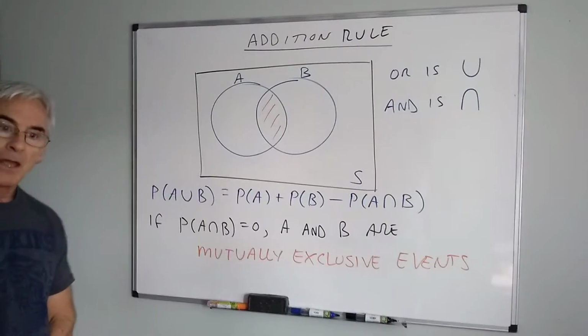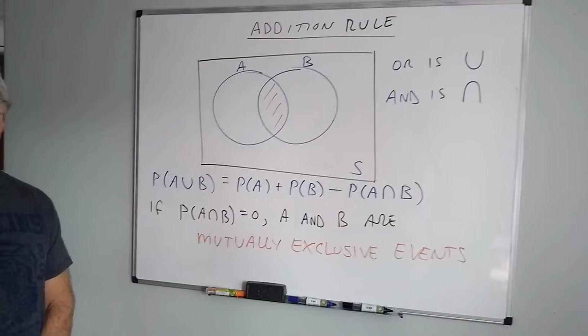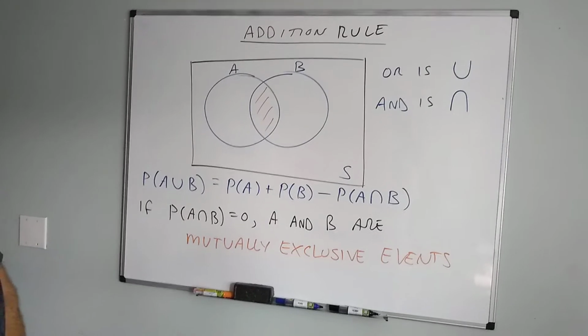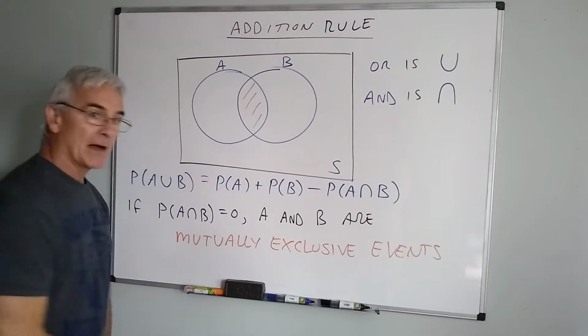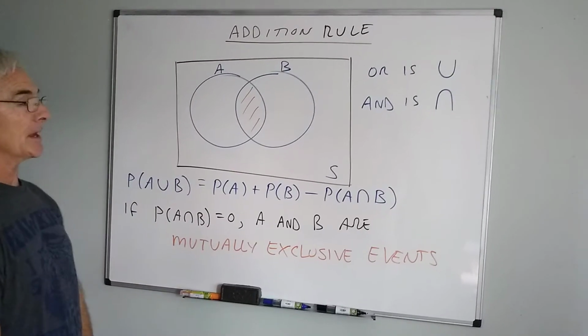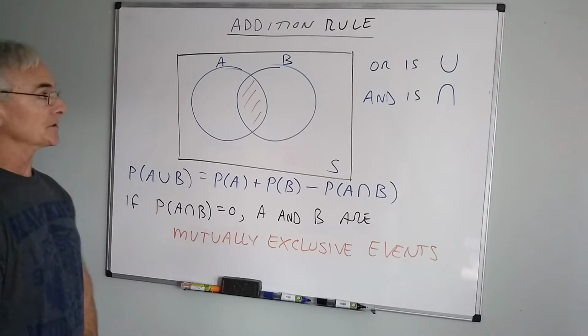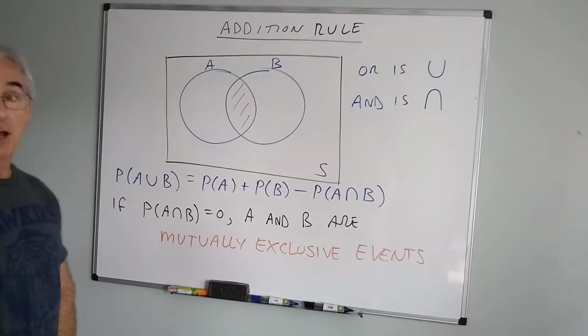Hello everyone. I wanted to go over the addition rule in probability. So let's consider a Venn diagram. If this represents the sample space, every possible outcome of an experiment, let's consider A and B being two different events. A and B may overlap, they may not overlap.